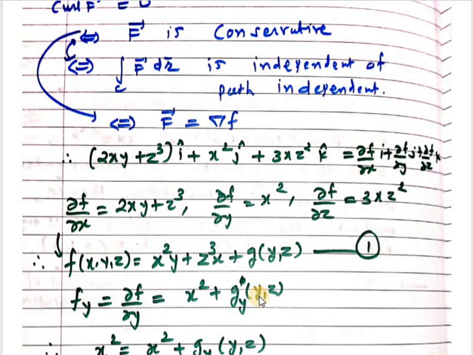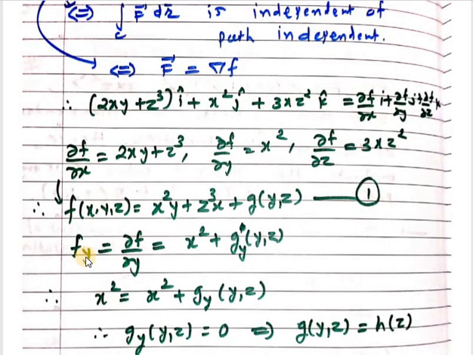Here f sub y, that is del f by del y, is equal to x square, so I replace it and x square will be cancelled out. So g sub y of y, z is equal to 0. If we integrate with respect to y, our function g of y, z will be again a constant function, but it should be free from y. So we can assume h of z. Now g of y, z can be written as h of z.